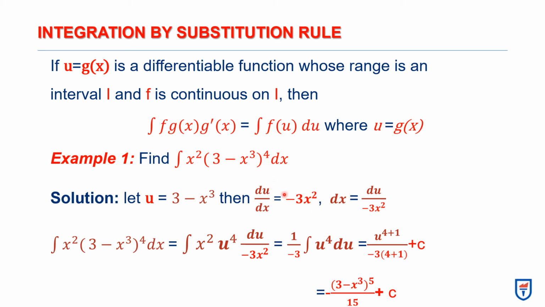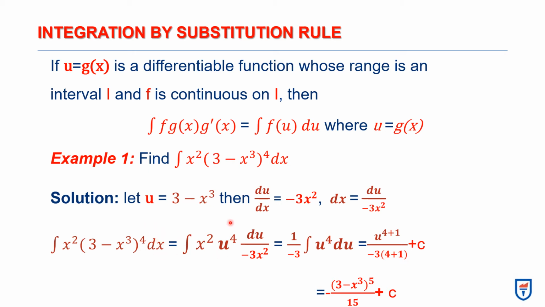We need to make dx the subject of the formula, which means you are going to do cross multiplication to find our dx as du divided by minus 3x squared. And now we substitute to find the integral. When we put the integral of x squared (3 minus x cubed) to the power 4 dx, we are going to put u in place of 3 minus x cubed, and we put du divided by minus 3x squared in place of dx.